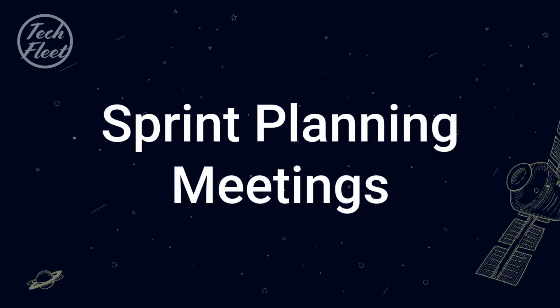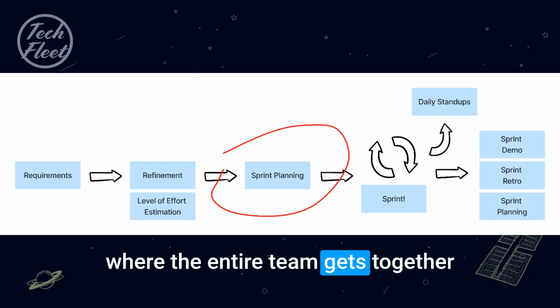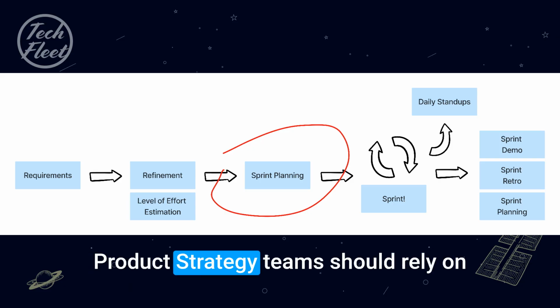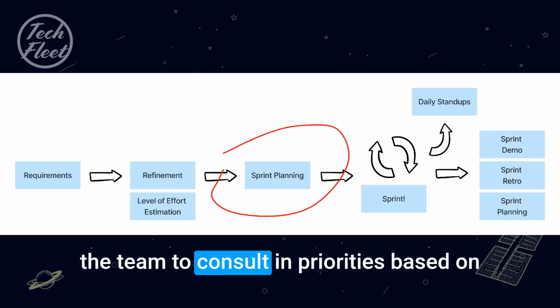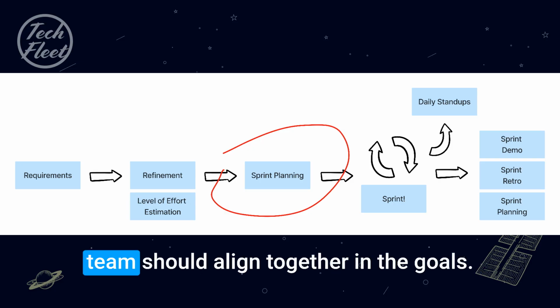Sprint planning meetings. Sprint planning meeting is a meeting where the entire team gets together and plans their next upcoming sprint. Product strategy teams should rely on the team to consult in priorities based on current and previous work, and the entire team should align together in the goals.